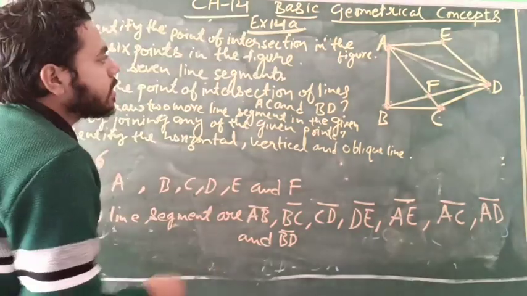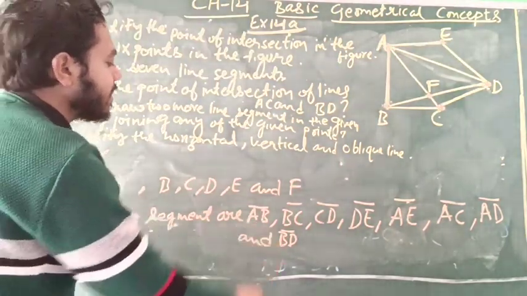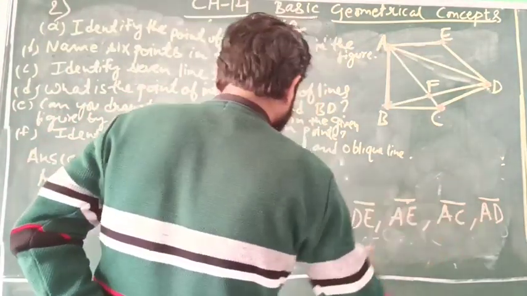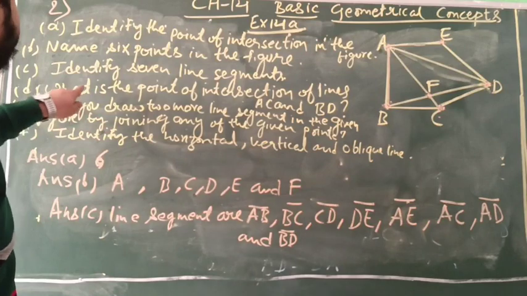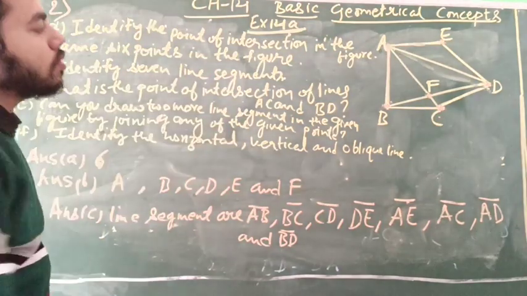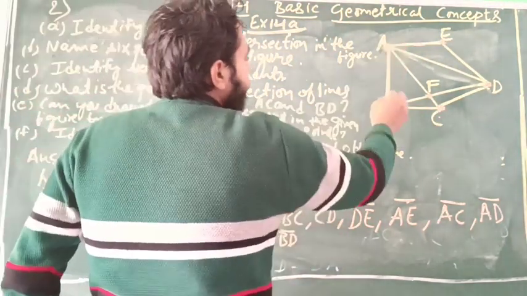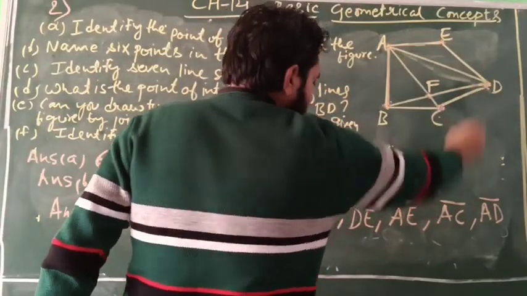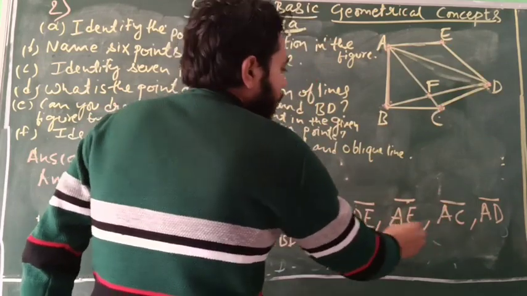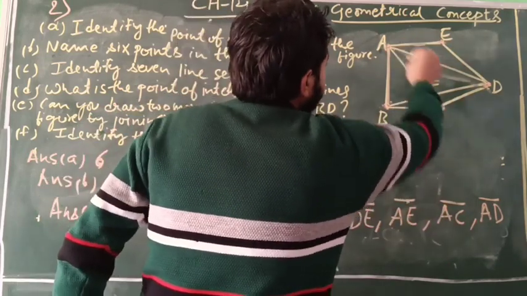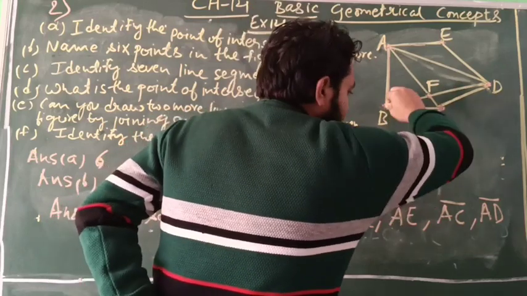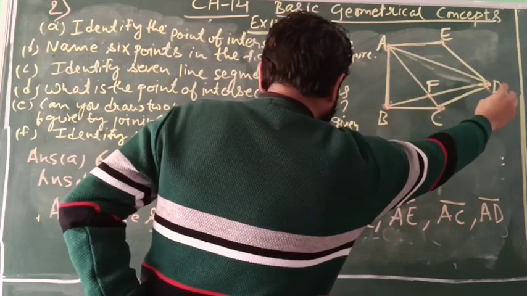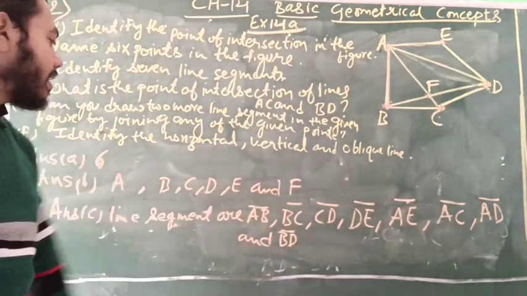We have to write 7 line segments, so you can just write any 7. Okay, 1, 2, 3, 4, 5, 6, 7, 8. So you can write AB, BC, CD, DE, AE. Okay, AC, here you see the line segment AC, and AD and BD. So you just write any 7 line segments.